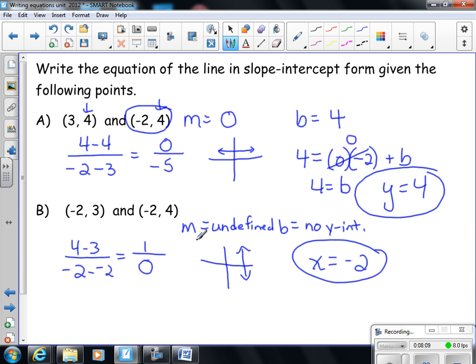So if you run into finding the equation of a line and you run into an undefined slope, you know that you will not have a y-intercept unless it's going along the y-axis. And then your equation will always be x equal to a number, here negative 2. Okay, let's take a look at your green sheet, your note sheet that I gave you, and see where we can identify these and take some notes on those. Any other questions on writing the equation of the line in slope-intercept form when you're given 2 points?